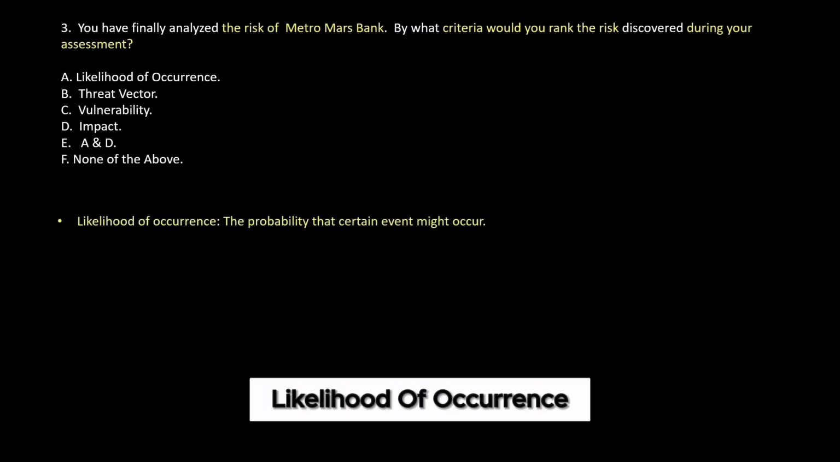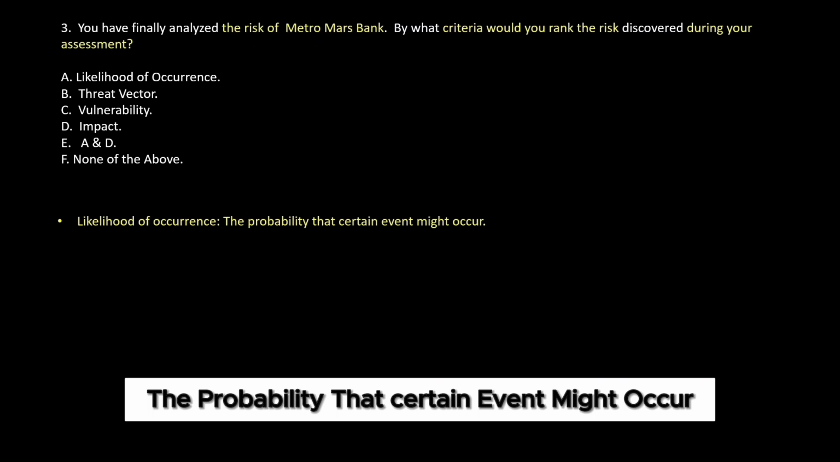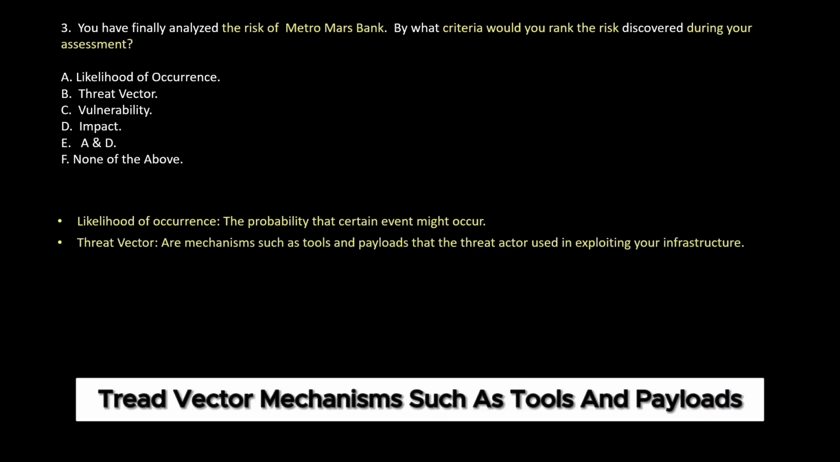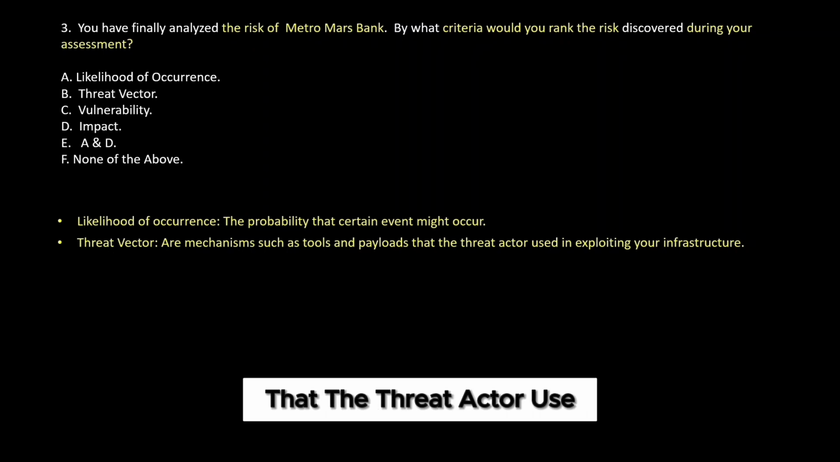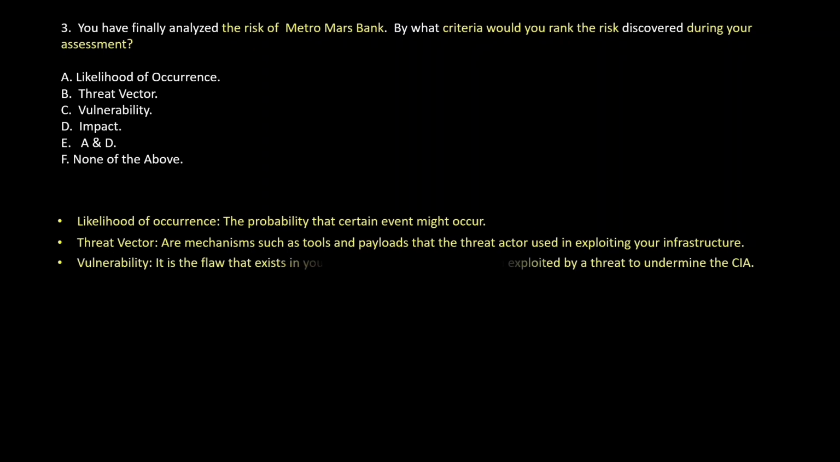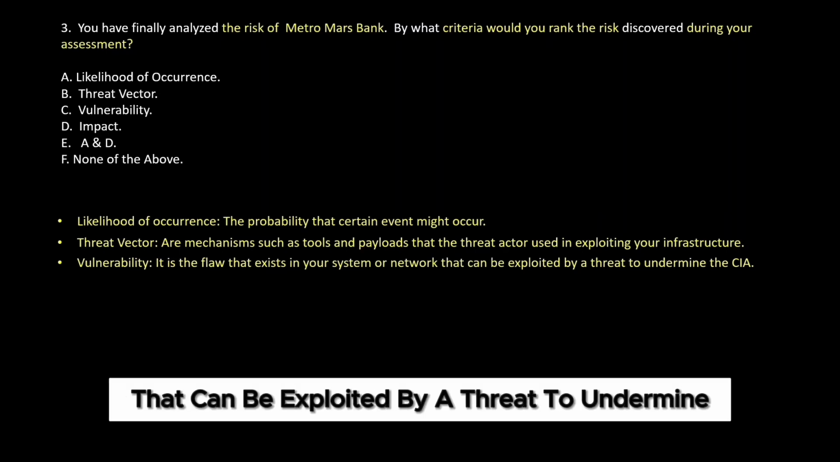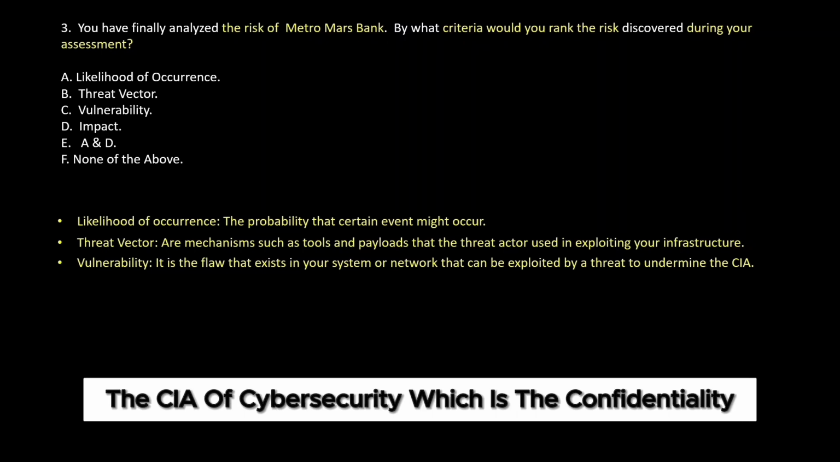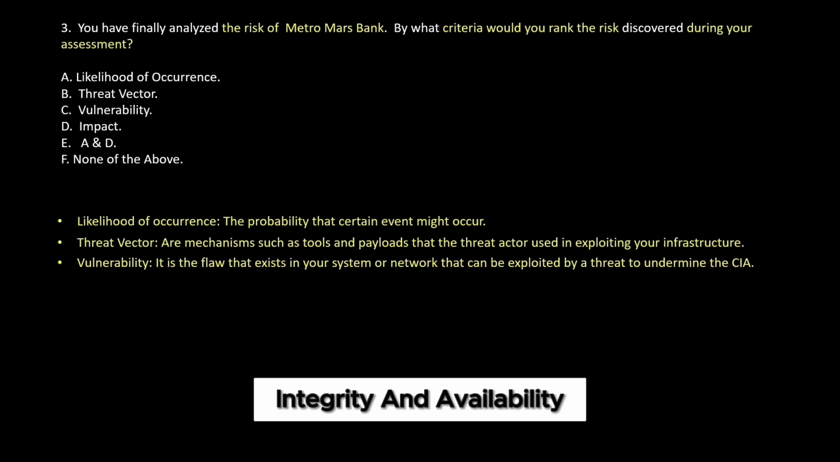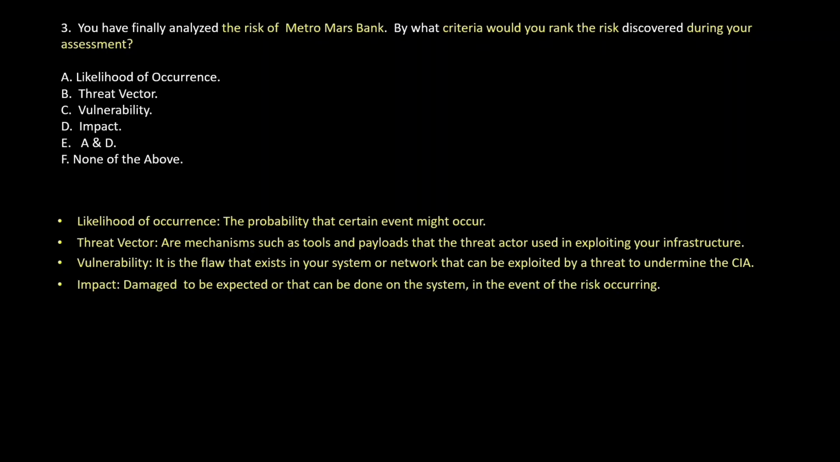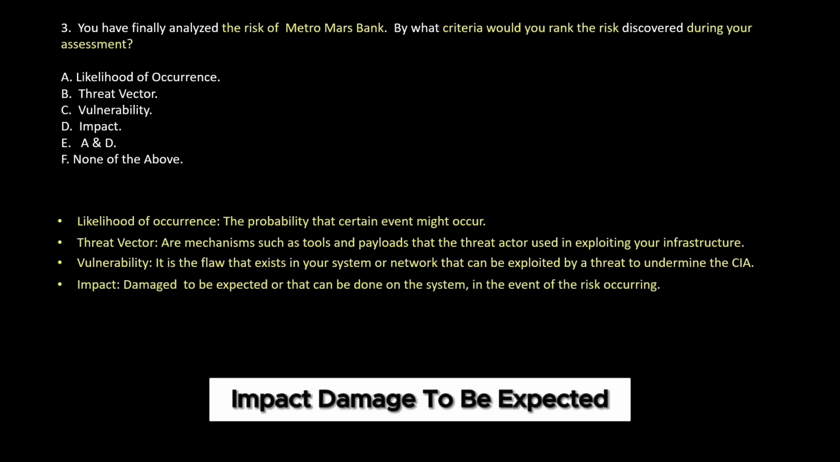Likelihood of occurrence, the probability that certain event might occur. Threat vector are mechanisms such as tools and payloads that the threat actor used in exploiting your infrastructure. Vulnerability is the flaw that exists in your system or network that can be exploited by a threat to undermine the CIA of cybersecurity, which is the confidentiality, integrity, and availability. Impact, damage to be expected or that can be done on the system in the event of the risk occurring.